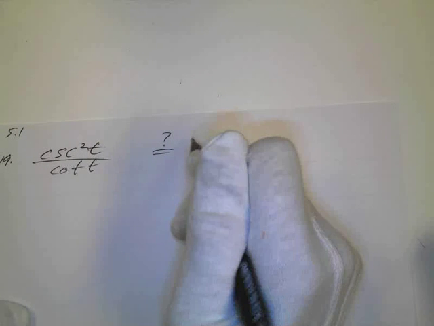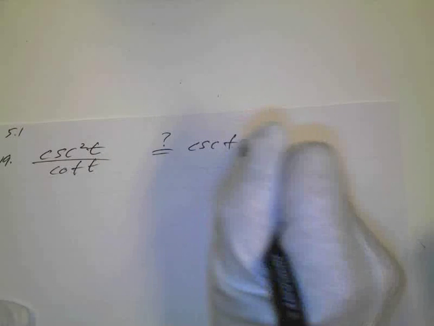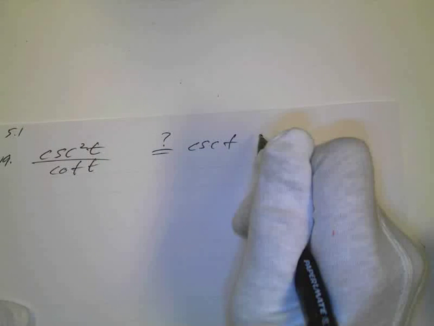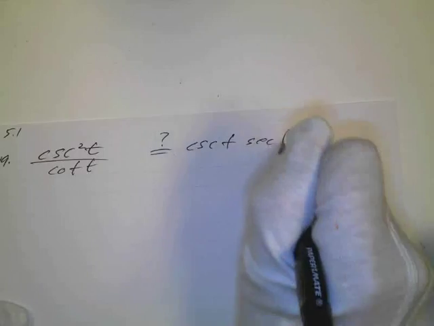Do we dare have a chance for one more? Let's try one more. 19. Here's 19. This is 5.1 homework. Number 19. Does this equal cosecant of t, secant of t?